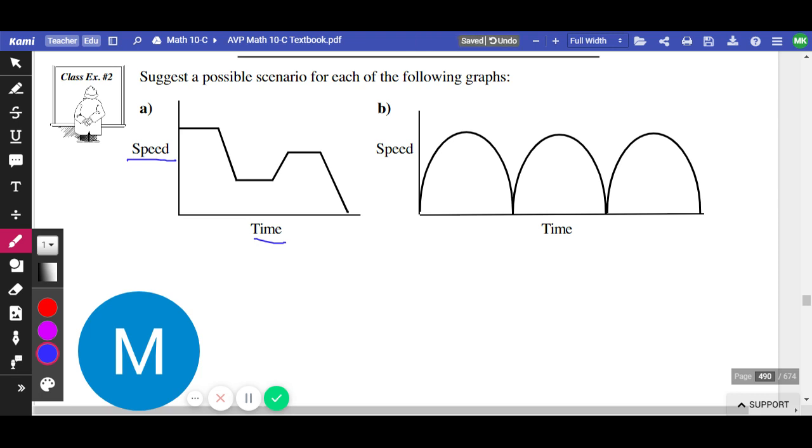If you look at A, a possible scenario is where I'm driving fast, or I'm moving fast, then I decrease, then I stay at the same speed, then I increase, then I stay at the same speed, then I decrease right down to 0.